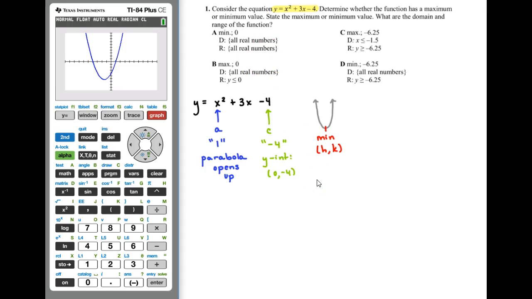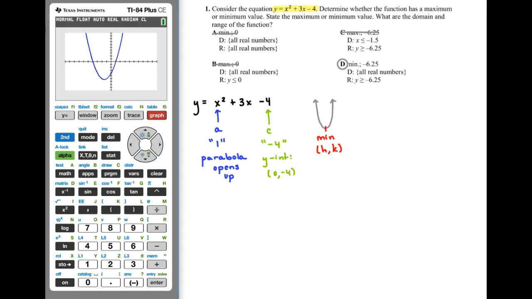So if we're looking at all of our answer choices here, there's quite a few that we can eliminate right away. Let's go ahead and start by eliminating choice C and choice B. They both imply that there's a maximum value for this function, which is not true. We know that there's a minimum value for this function. We can also go ahead and eliminate choice A because we can see very clearly from the graph that the minimum is not located at y equals 0. From that, we only have one reasonable answer choice, and that is choice D.